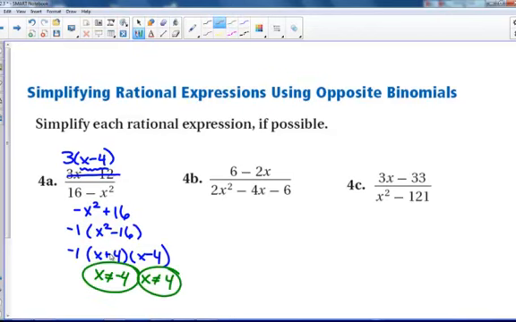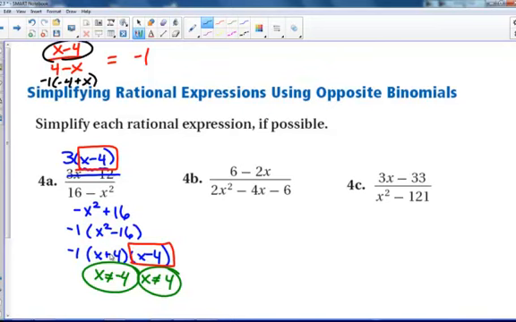Now I can cancel this x minus 4 because it's the same. If you have something like x minus 4 over 4 minus x, that cancels to give you negative 1. And the reason is because in the denominator, if I take a negative 1 out, I would get negative 4 plus x. And then, see how those cancel? Those are the same thing. So when you have everything's the opposite, it is cancelable. It worked out just fine because I took the negative 1 out.